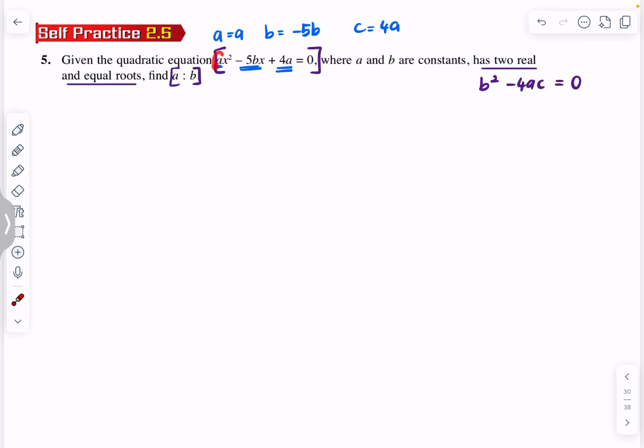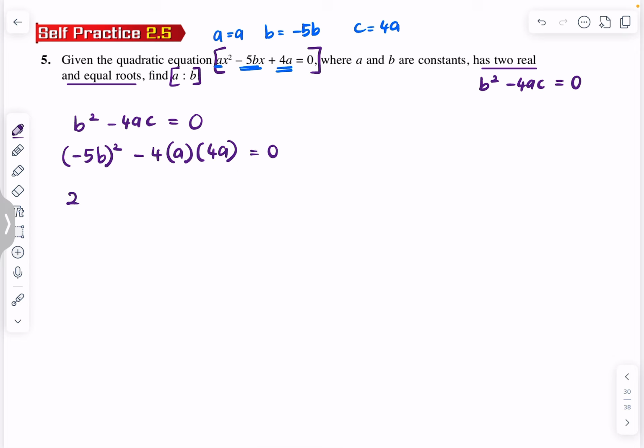A is always the coefficient of x squared, b is the coefficient of x, and c will be the constant where there is no x. Okay, so then we put it into our equation. B square minus 4ac equal to 0. So b is negative 5b square, a is a, and c will be 4a.